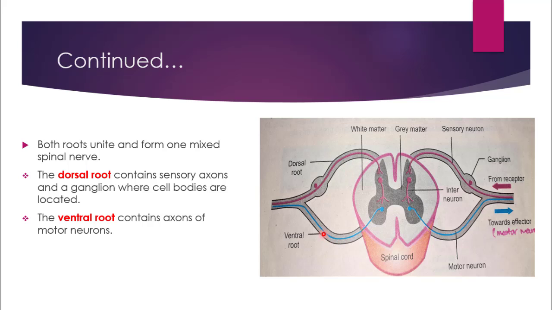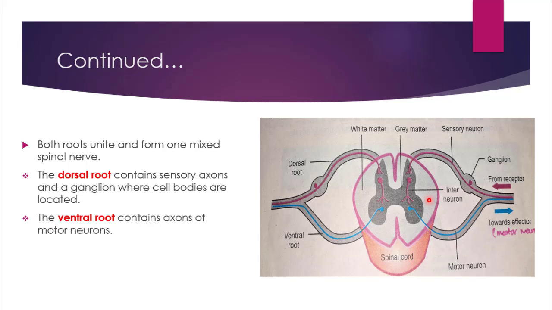Now if we talk about the other root, which is the ventral root, it contains axons of motor neurons only. These are the two important roots: the dorsal root, which consists of sensory neurons and ganglion, whereas the ventral root consists of motor neurons only.